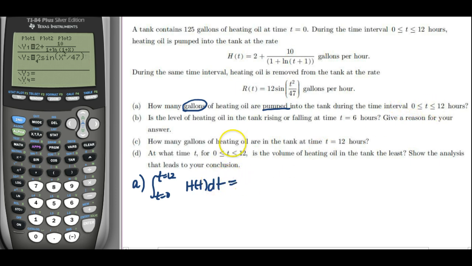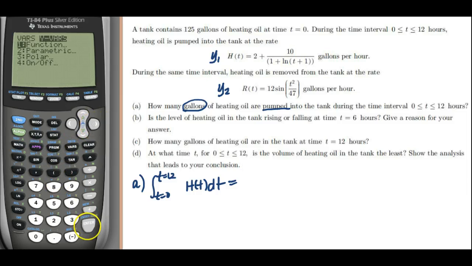So now h of t was stored as y1, so in case we might tend to forget, we can always label them as well. So they're stored for us. We can go to the home screen. We can go to Math 9 to set up our integral from 0 to 12 of h of t, which we stored as y1. So vars, y vars, enter, enter, dx. And the answer is then 70.